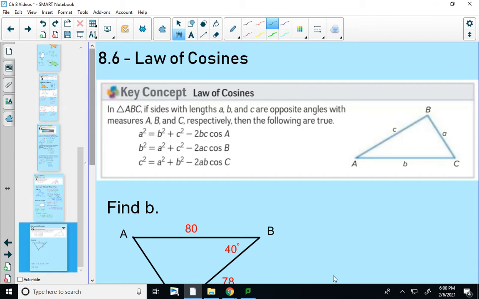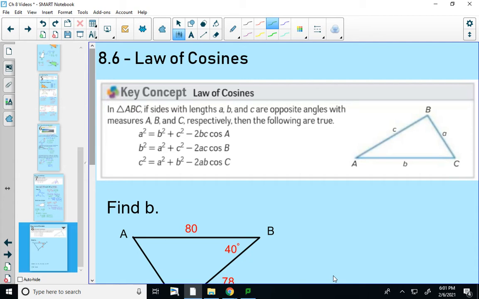If you're solving a triangle, you always first want to go through your right triangle tricks. So can I use Pythagorean theorem, 45, 45, 90, 30, 60, 90? If none of those work, then you go into your right triangle trig. If that won't work, you try out law of sines. And if that doesn't work, as a last resort, we try out law of cosines.